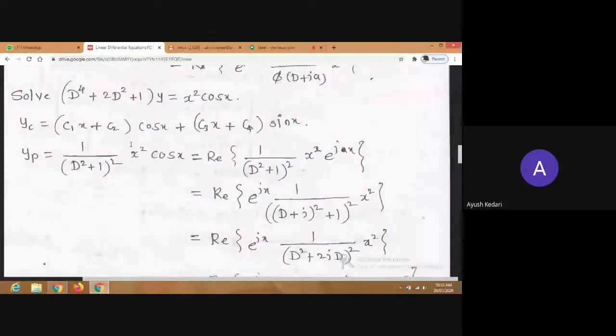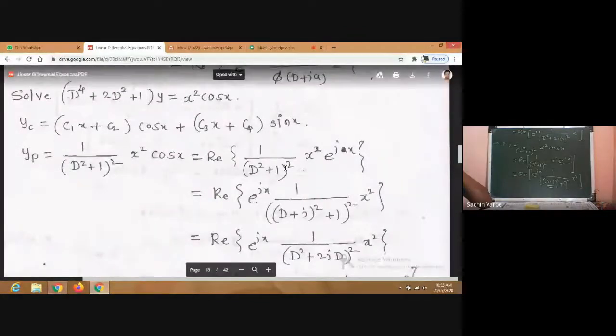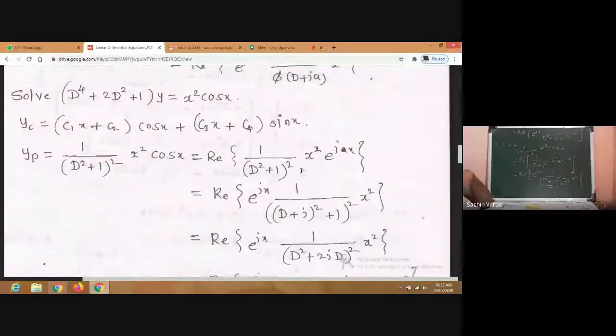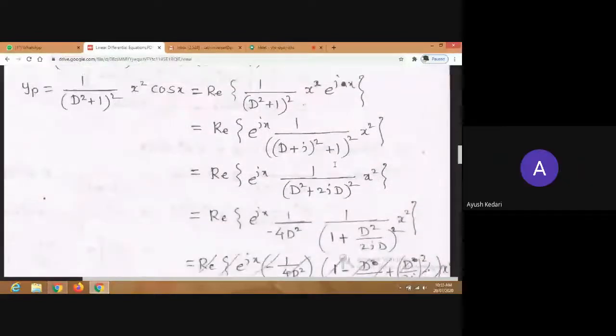So this square is outside. We are replacing inside d by d plus a. So that is d, whole square, then plus 1, and again it's square. Is it right? Yes, sir, got it.